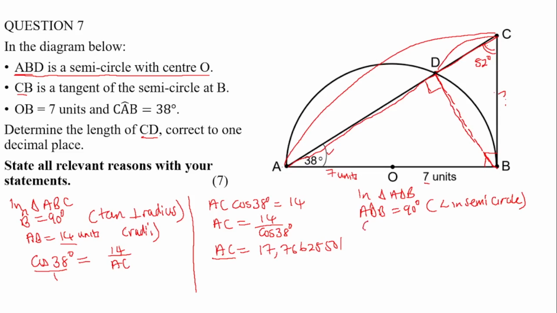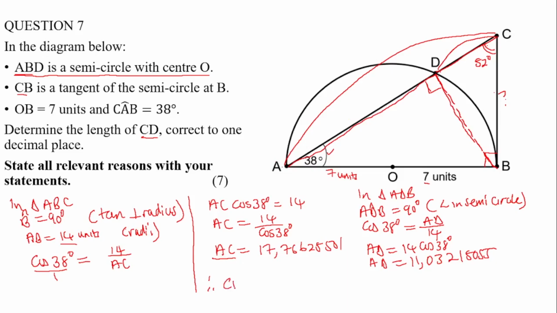Again, we can say cos 38 degrees is equal to the adjacent side, which is AD, over the hypotenuse, which is AB, in this case 14 units. Then multiply by 14 on both sides of the equation. AD is equal to 14 cos 38 degrees. And then what do you get? AD is equal to 11.03215055. Right. And then therefore CD is the difference between AC and AD.